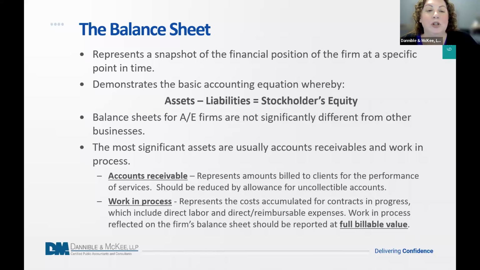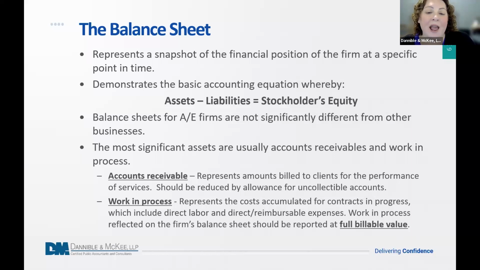So this is just showing your assets and your liabilities and your equity in the firm. So the simple formula of assets less liabilities equals your equity. That makes sense, right? Your positives, your negatives, what you owe, that's the equity of your business. Balance sheets for AE firms are not really significantly different than other businesses. So you're going to see when we get into the income statement, hopefully your income statement is tailored to your firm, and it's not just a generalized income statement that you would produce out of, say, QuickBooks.